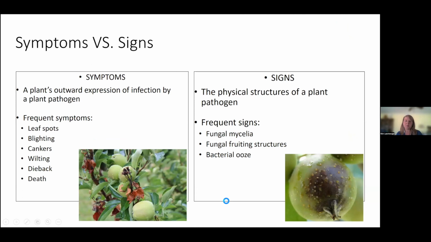When we talk about plant diseases, it's important to understand that there's a difference between symptoms and signs. Symptoms are all of the outward expressions that our plants give us to indicate that something is wrong. These are things like blighting, cankers, dieback, even death can occur from some of these plant problems. But what's actually causing the plant to be sick is these pathogens, so these fungal structures or bacterial particles or viruses. All of those are what's actually causing those symptoms that we see.